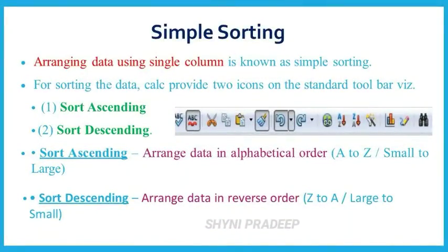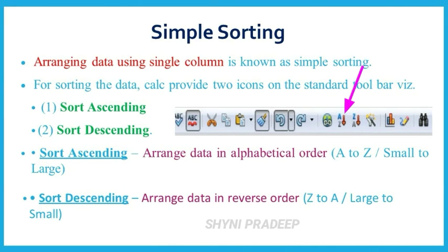First, let us see about simple sorting. Arranging data using a single column is known as simple sorting. Here you can use two icons from the standard toolbar. What are they? Sort ascending icon and sort descending icon.